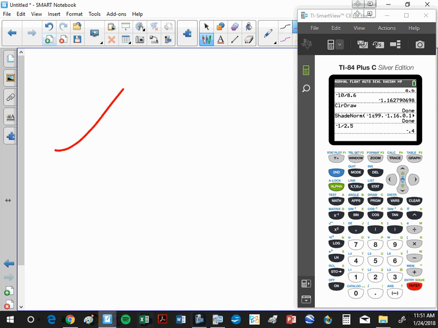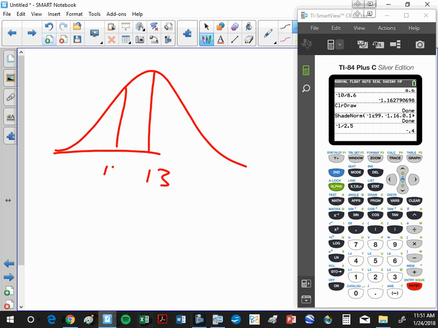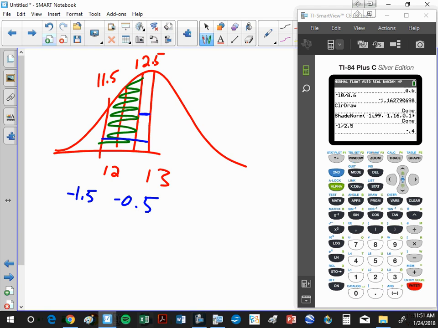Okay. So what if it was this? Let's say 13, and I want 12. So that would be from 11.5 to 12.5. So we want this area, how far is that? Negative 1.5. Okay. How far is this? Negative 0.5. So we would z-score both of those and then do shade norm. Okay? Does everybody get that?